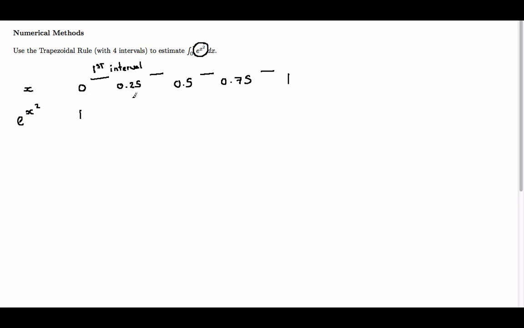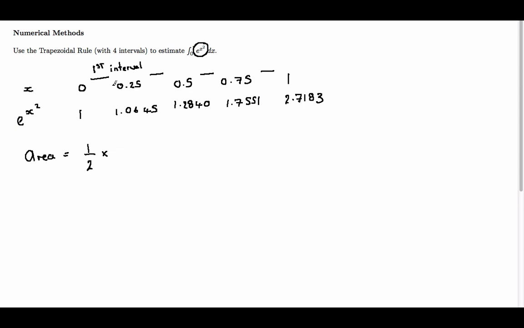e to the 0.25 squared is 1.0645. Then e to the 0.5 squared is 1.2840. e to the 0.75 squared is 1.7551. And e to the 1 squared is just 2.7183. So as we're using the trapezium rule, we find the area by a half times the interval.